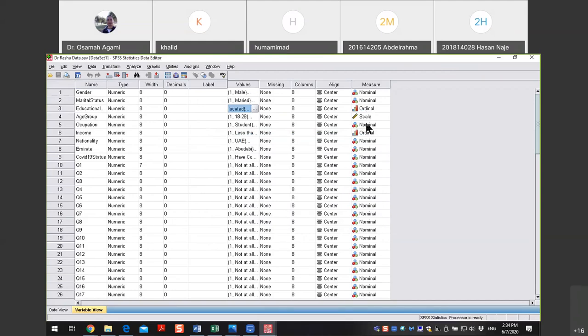You said, what is the ratio? What is the interval here, right? I said the ratio and the interval are included in the scale. Do you see what I mean? Okay, this is the point of having different types of measurement. And we will see why we have different types and how we can deal with each type of this data.